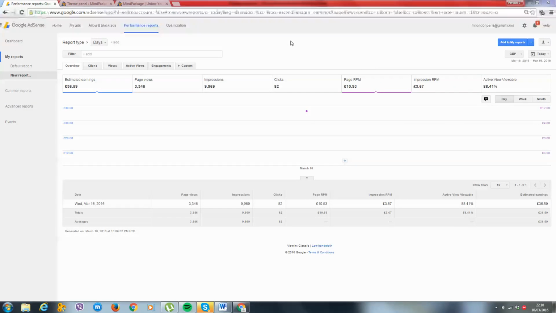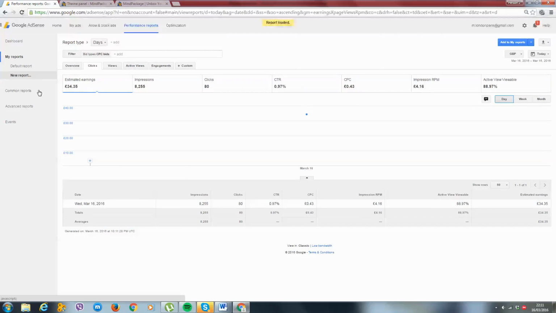Second thing I always will look at, and you will look at when you start optimizing and scaling, is the overview tab, but instead the tab I always look at, because it covers everything, is actually the clicks tab. Now over here you can see how much has been earned, the impressions, how many clicks have actually come through these impressions or the page views. It shows you the click-through rate. And so the click-through rate is basically, let's say 1,000 people entered my site today, yes.